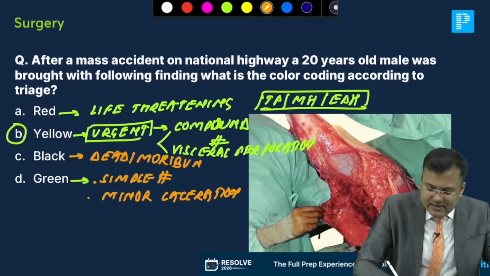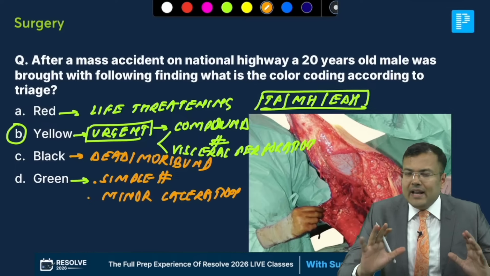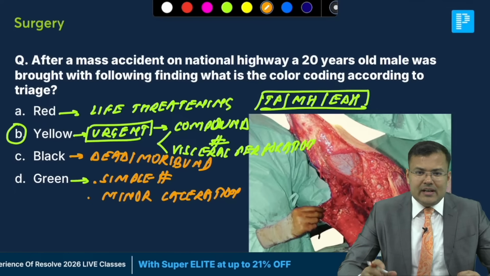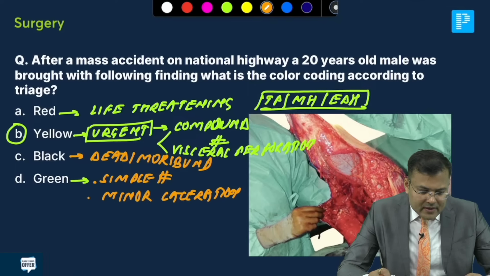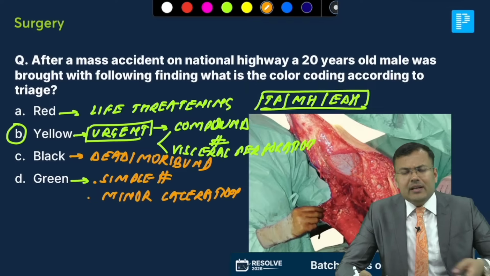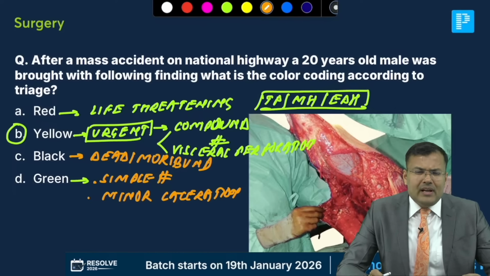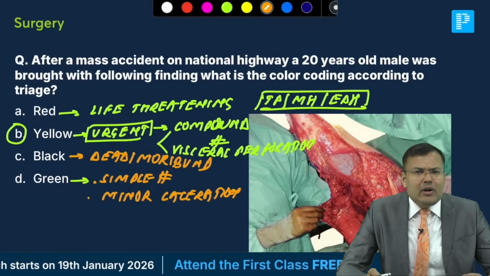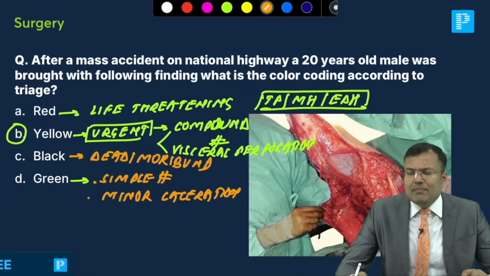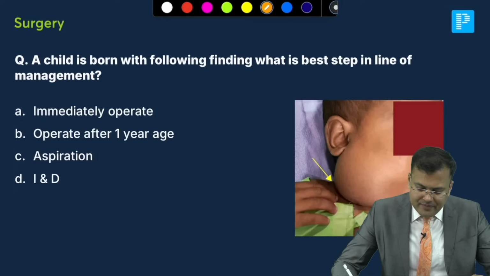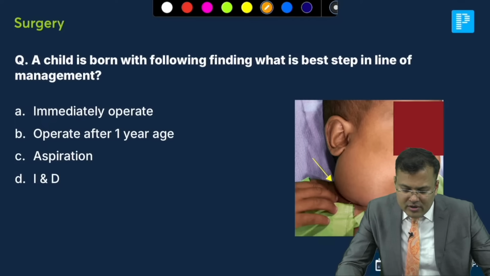So here what is the correct answer guys? Whether it is compound fracture, crush injury, or visceral perforation, in all these cases we go for yellow. Okay, severe bleeding, degloving, degloving injury is yellow. Yes, it's yellow guys. Immediately life threatening, like tension hemothorax, massive hemothorax, EDH, in that case it's red. Clear?